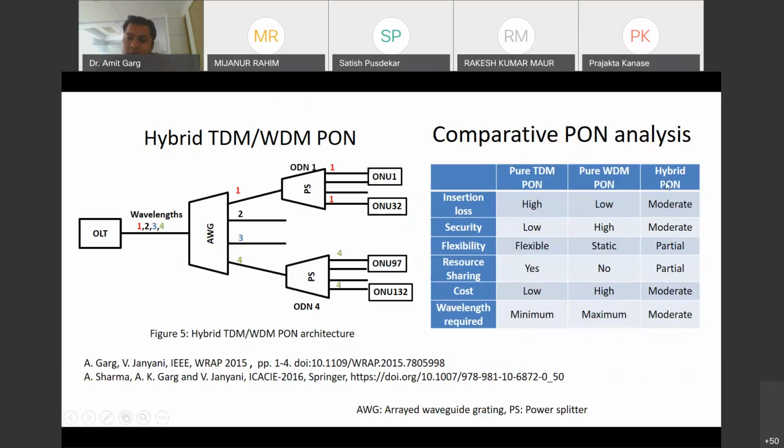So basically, nowadays, by considering all these factors, security, flexibility, resource sharing, cost, wavelength requirement, this hybrid PON is becoming attractive. Okay, and if someone is ready to pay higher and wants to access dedicated services, then this WDM PON is there. And for some broadcasting applications or some low quality factor services, basically this pure TDM PON is preferred.